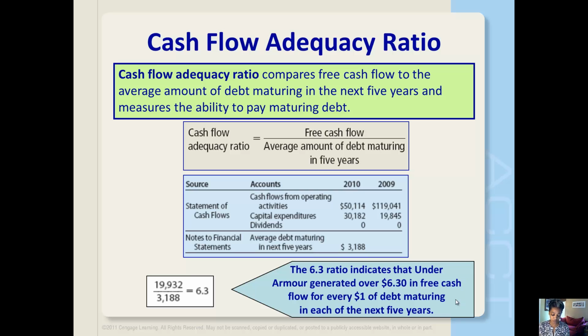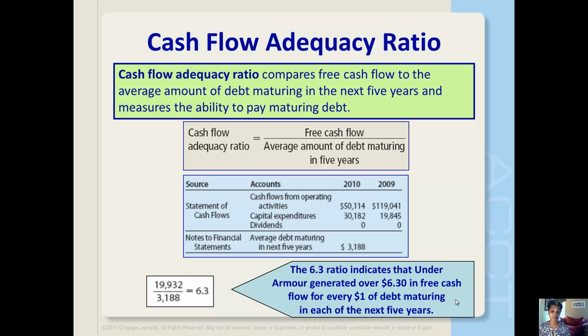So in general, companies would like this ratio to be higher than lower. That makes sense, right? Because it's telling us how capable the company is of repaying their debt as it comes due. So all other things equal, a higher ratio indicates a greater ability to generate sufficient cash from operations to pay upcoming debt.